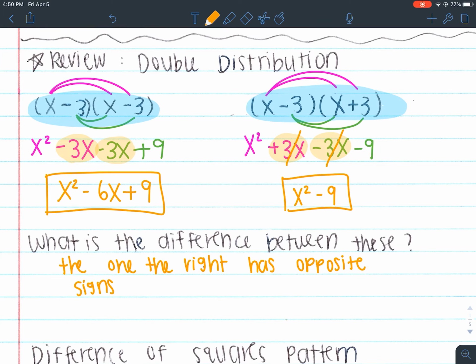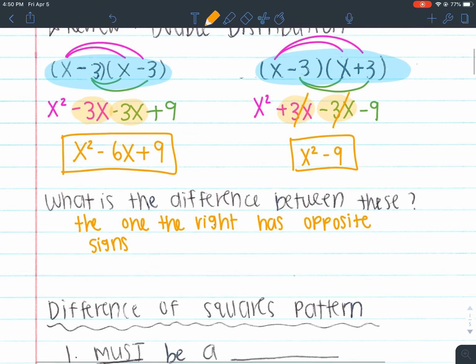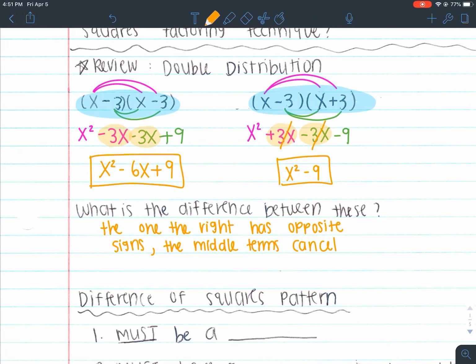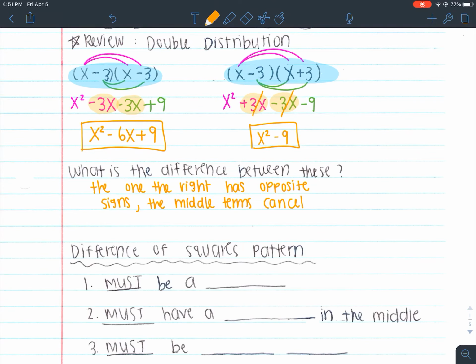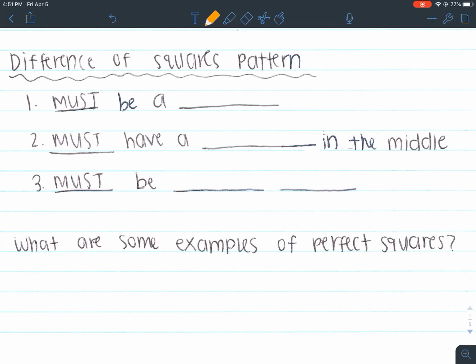Okay? Now, because of that, what happened? Because I had opposite signs, when I did double distribution, my 3x and my negative 3x canceled. My middle terms canceled. So, because there's opposite signs, the middle terms cancel. And I'm left with a binomial, okay? Now, when we have something like that, it's called a difference of squares. So when we have this, we can actually use a kind of a shortcut instead of having to factor the long way. So the difference of squares pattern.